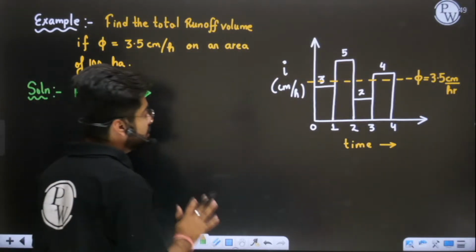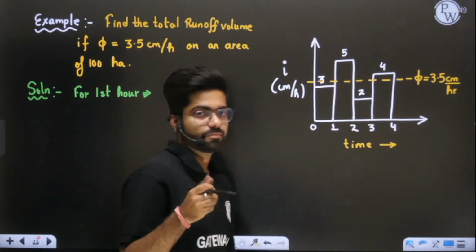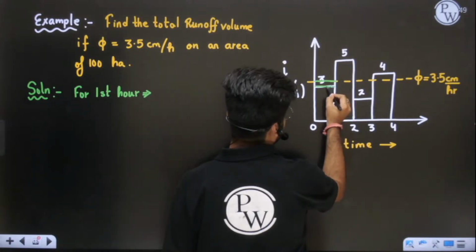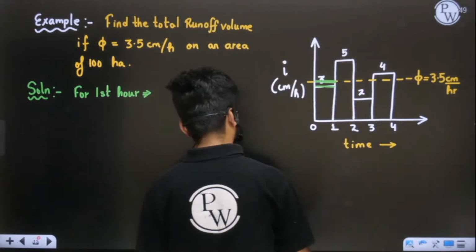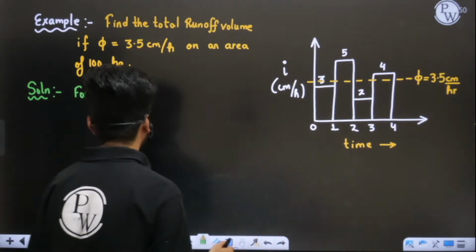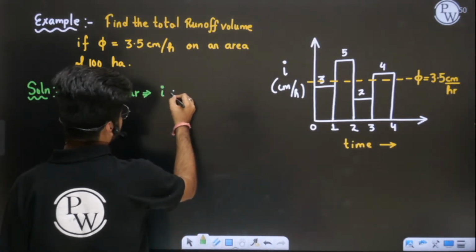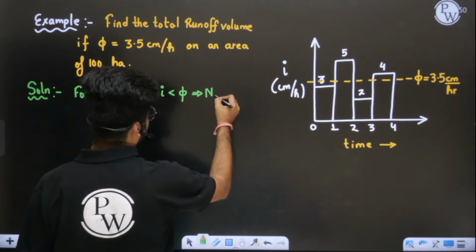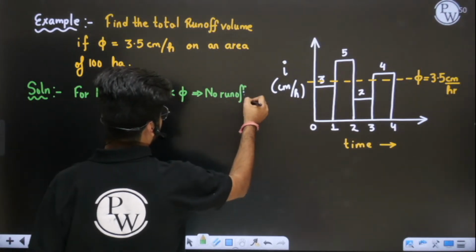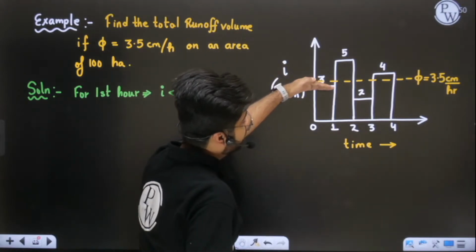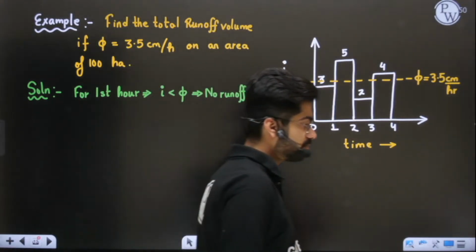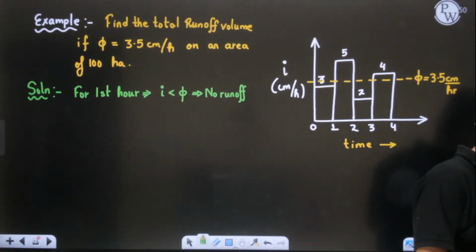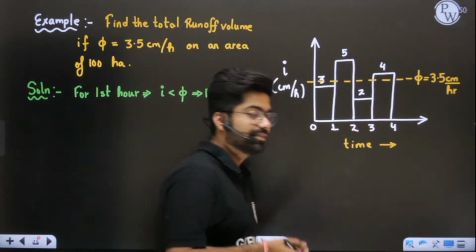Sir, in the first hour, phi index means a kind of infiltration. Infiltration is 3.5, but rainfall is 3. In the first hour, the intensity of rainfall is less than the phi index, so I will say no runoff. Zero runoff will take place. Why? Because the infiltration line is higher and the intensity of rainfall is less. Great, perfect. In the first hour, runoff is 0.